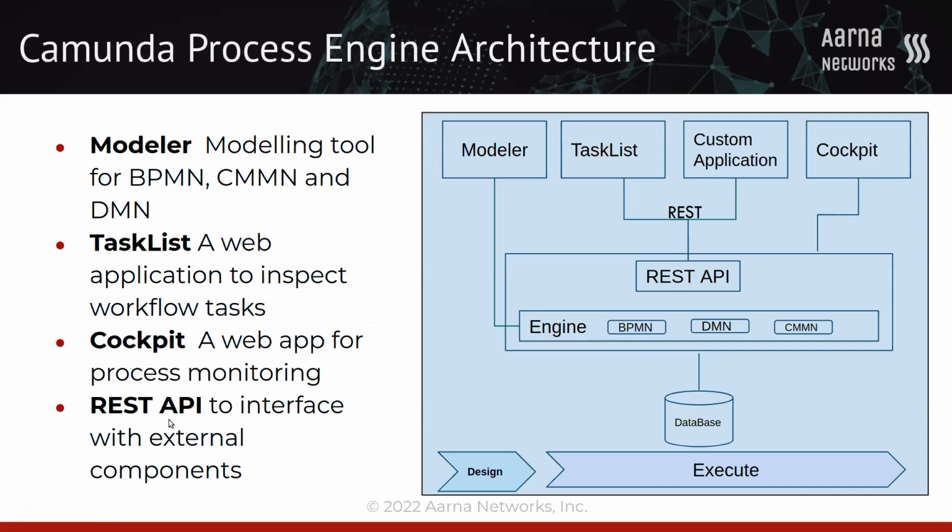REST API is used to interface with the external components. The goal of the REST API is to provide access to the engine interfaces. So what are the process engine interfaces we can access through the REST API? We can have our own custom applications, and through the REST APIs we can access all the engine interfaces. And this engine interface will be connected to the database, which stores all the process states. Everything would be stored in this relational database.